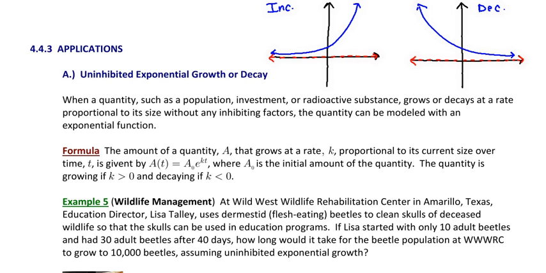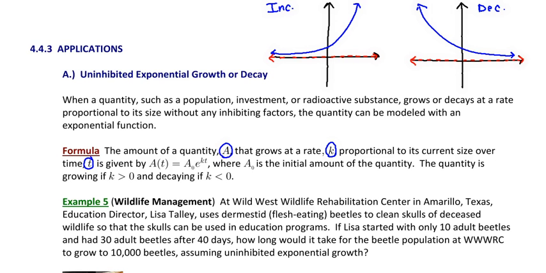Generally, these models follow the same formula. Let's look at the details of that formula. The amount of a quantity A that grows at a rate, k, proportional to its current size over time, t, is given by the model A of t equals A naught e to the kt, where A naught is the initial amount of that quantity. So A naught is the amount that you begin with.